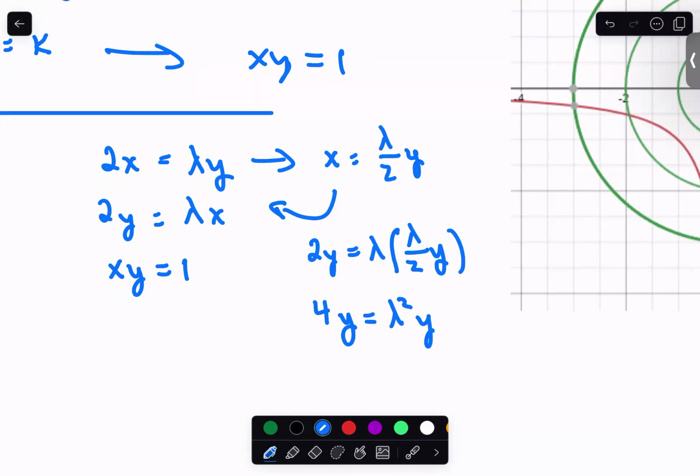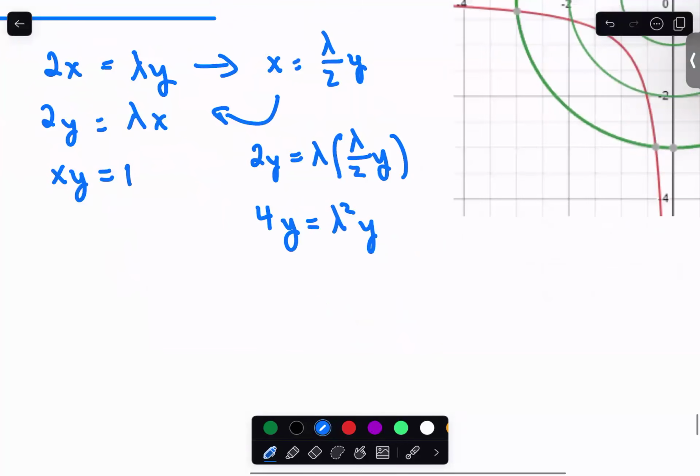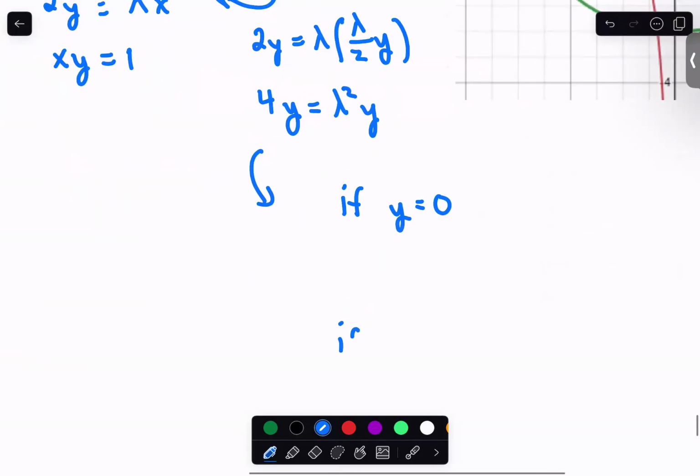If y is equal to 0, right, then this is already satisfied. This is true, right? So I need to consider almost two cases here. So if y is equal to 0, and then I'm going to consider if y is not equal to 0. So first of all, if y is equal to 0, what happens, right? Well, first of all, this equation now says that 0 is equal to 0, so this is satisfied. This is true.